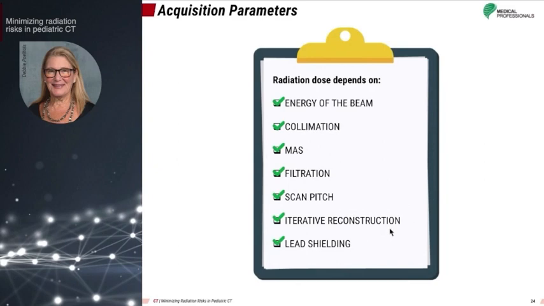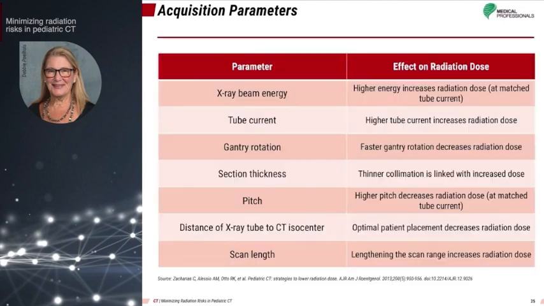Iterative reconstruction can be used to reduce dose levels while maintaining acceptable noise levels. And finally, shielding is generally not utilized in CT because the beam is so tightly collimated to the slice thickness. This table, shown here, provides a simple summary of the effects of changes in key parameters on radiation dose. For example, the X-ray beam energy, higher energy increases radiation dose.